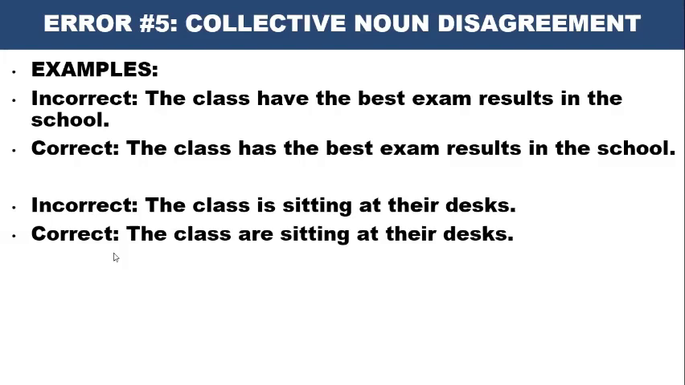Now, note the difference between this second example and the first one. In the first one, no action is being taken. Rather, we are just looking at the class as a unit. The class has the best results in the school, okay? But when you are looking at the individual members taking actions individually, even though they are taking that action at the same time, we use the plural verb. The class are sitting at their desks, okay?